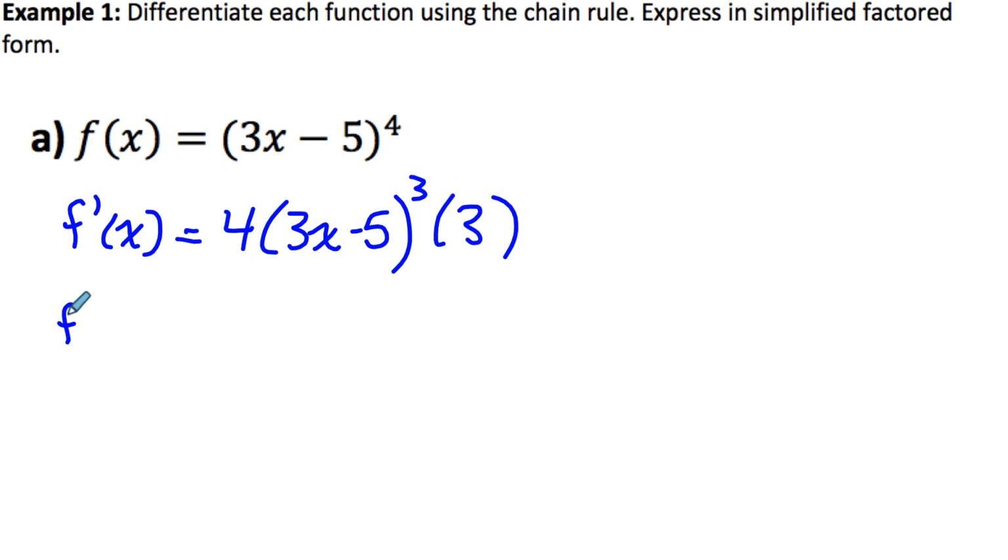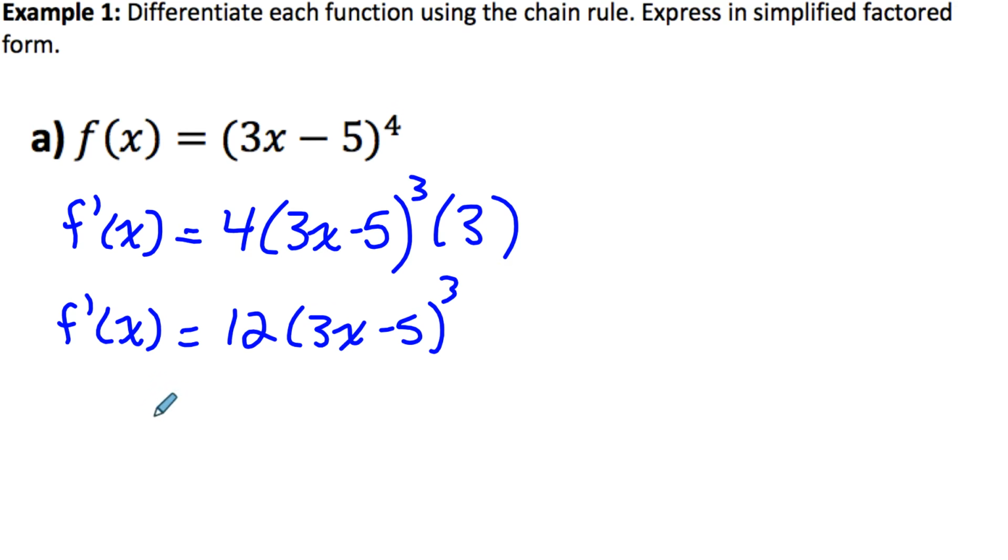And now I can simplify this just by multiplying the factors of 4 and 3 together, and I get 12 multiplied by 3x minus 5 cubed. And that's simplified factored form.